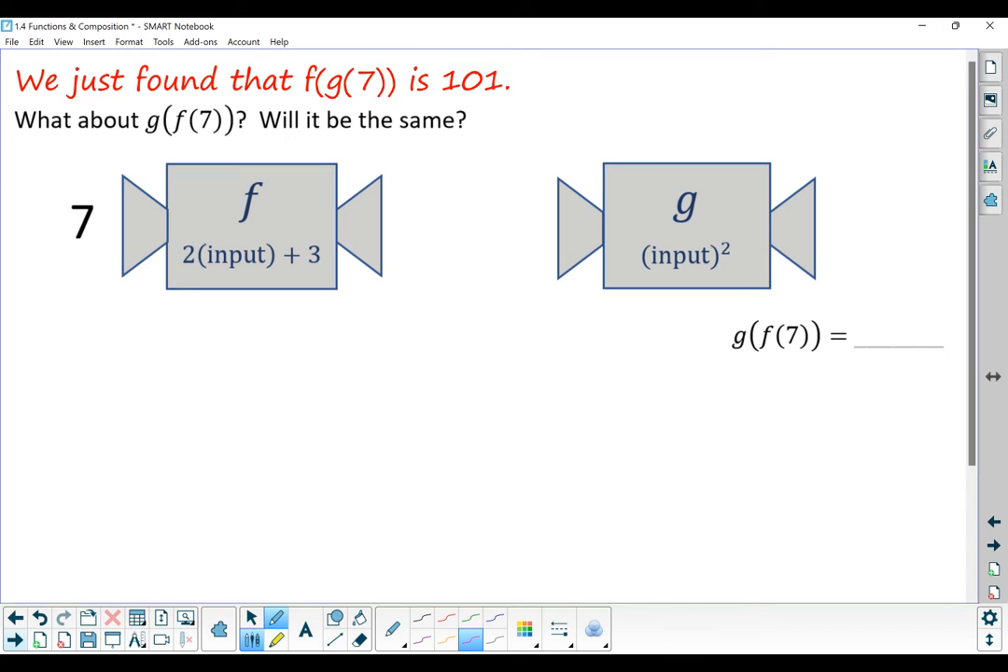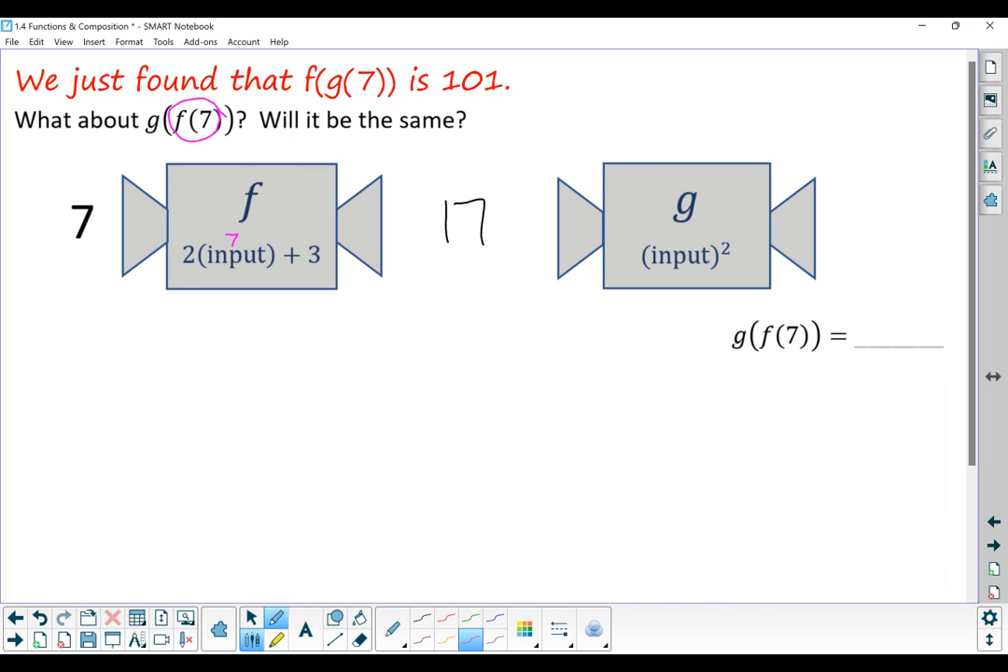We just found that f of g of 7 is 101. What about g of f of 7? Do you think it will be the same? Let's try it. This time, we first think about f of 7. Well, f doubles something and adds 3. So if we double 7 and add 3, that gives us 17.